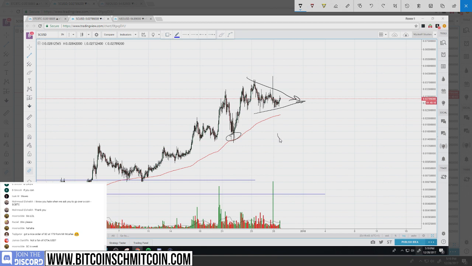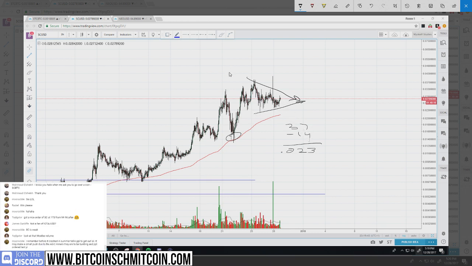0.014. So let's say 14237. So 37 minus 14. 3.03 gain? My God. So if this thing breaks out, did I do that math right? Yeah. So this could see, hell, Siacoin might be ready for another breakout. Dude, Siacoin's going crazy.